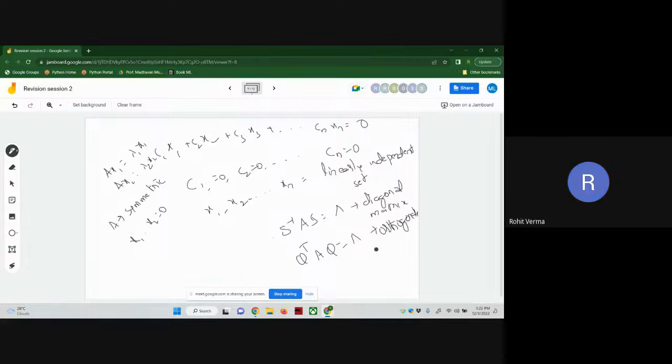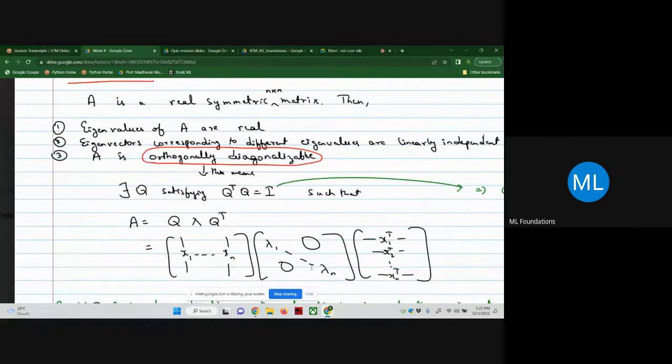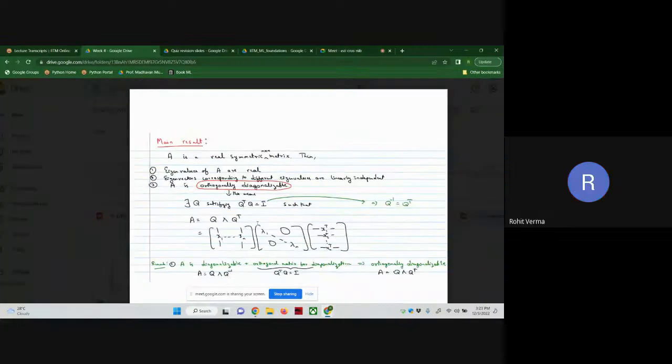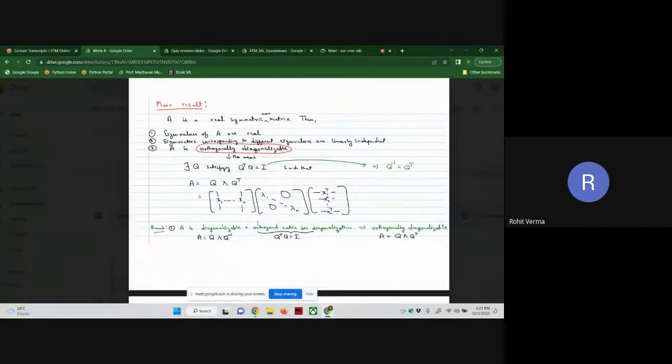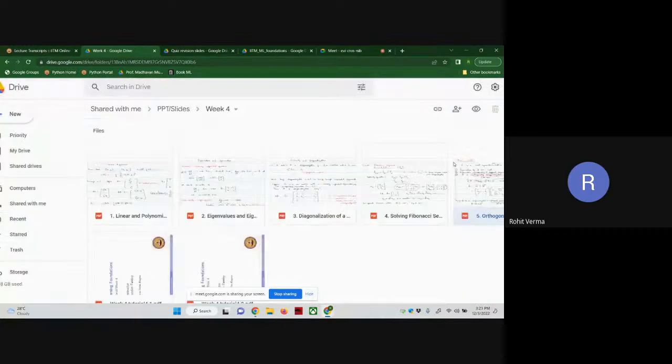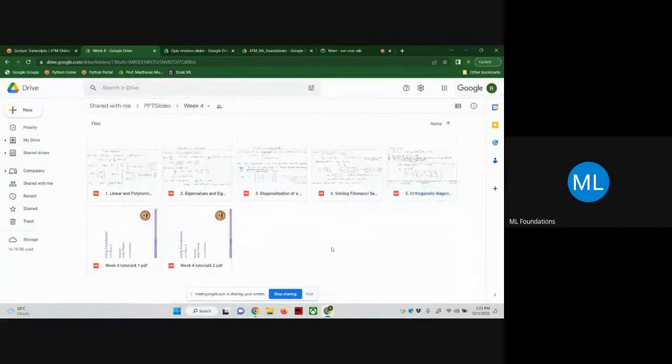It is orthogonally diagonalizable because we have an orthogonal matrix here. Clear on this? Okay, so that's all we have from this week 4.